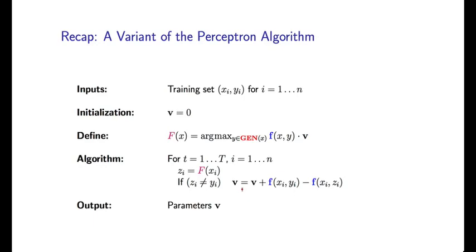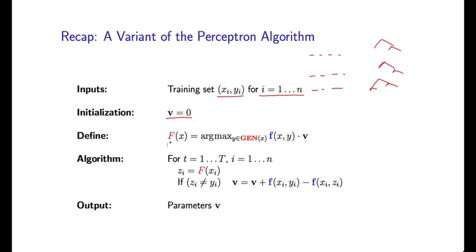As we saw last time, a very simple yet effective algorithm for parameter estimation in global linear models is this variant of the perceptron algorithm. So let's look at this again. The training set is a set of examples xi, yi for i equals 1 to n. So for example, I might have sentences paired with trees. We might have a few hundred or a few thousand or maybe even a few tens of thousands of examples like this. Initially we set all of our parameters equal to 0.